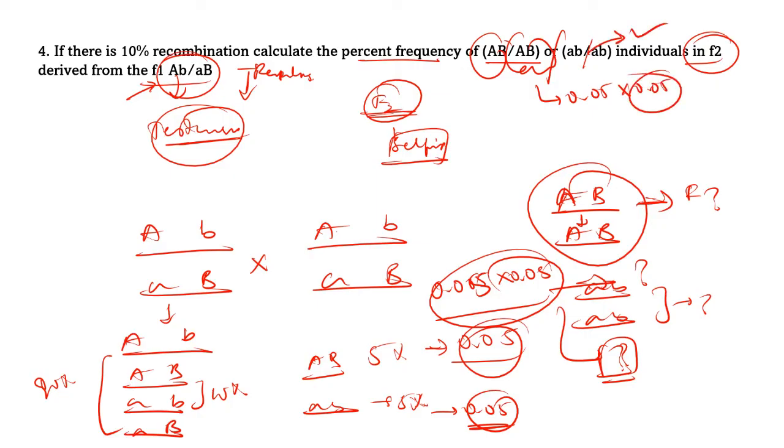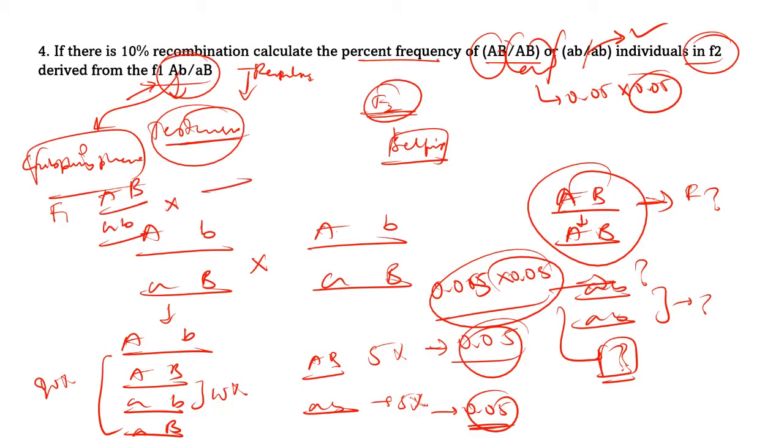If they have mentioned that the F1 is in coupling phase, what will be your answer? If they have mentioned in the question that the F1 is in coupling phase, that is capital A, capital B with small a, small b, which is again selfed, what will be the frequency of capital A, capital B with capital A, capital B? This will be completely changing based on whether it is in repulsion phase or coupling phase linkage.